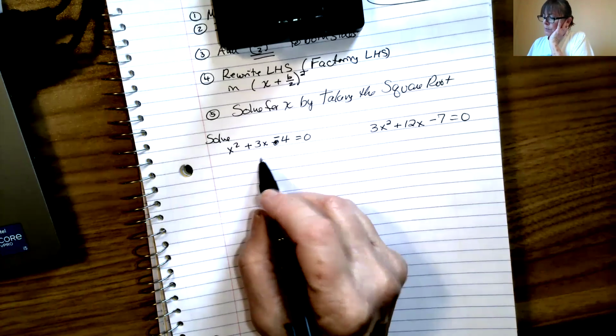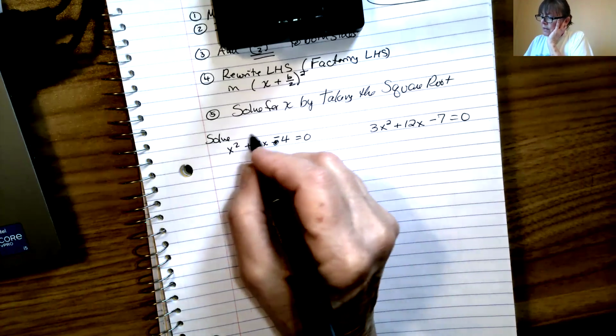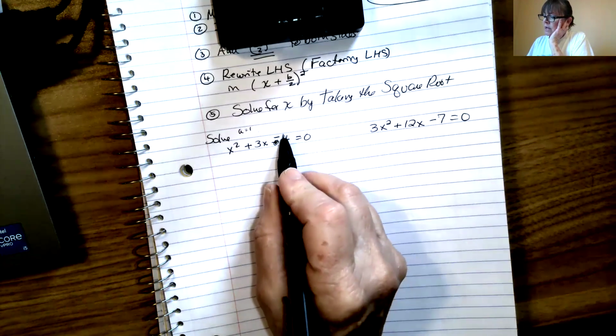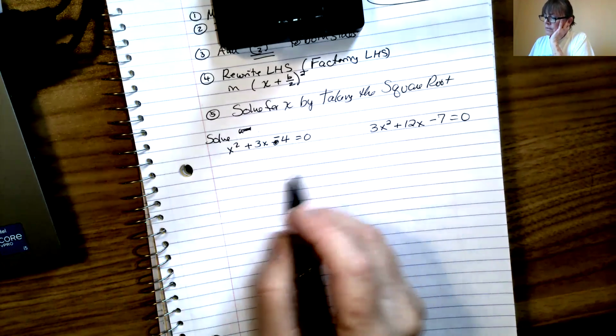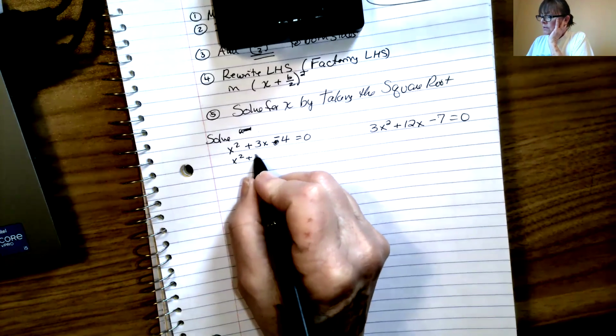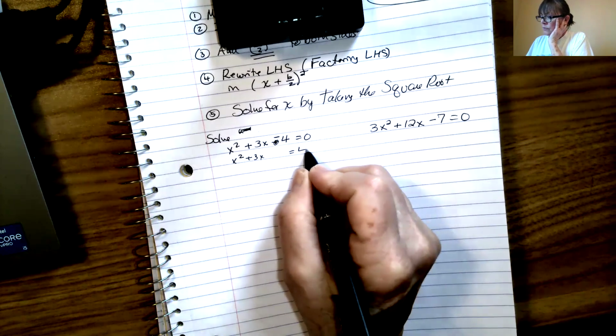First thing is move C. So first, let's say A is equal to 1, B is equal to 3, C is equal to -4. We're going to move C to the right-hand side, so we're going to add 4 to the right-hand side. So that's x squared plus 3x equals 4.